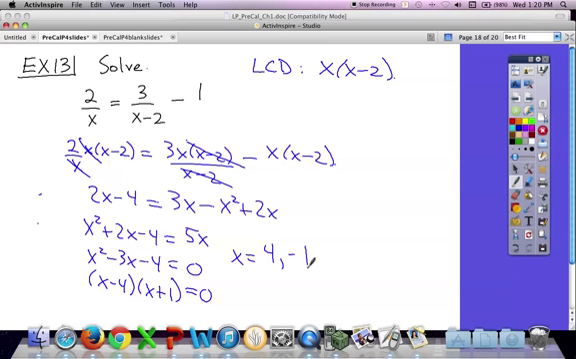Okay, now, are we okay to substitute those? If we check them, will it work? Or will it lead to a divide by 0? I don't think there's any issues, right? You put a 4 and a 4, there's no divide by 0. You put a negative 1 and negative 1, there's no divide by 0. So those are the answers.